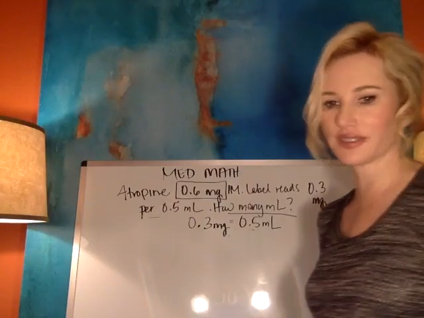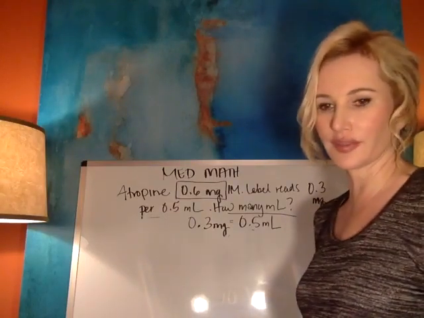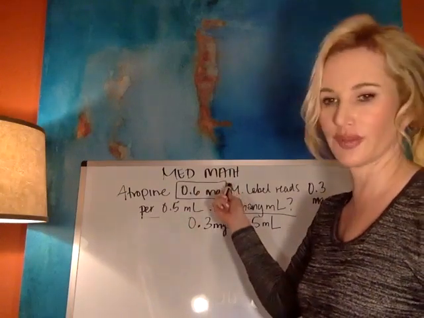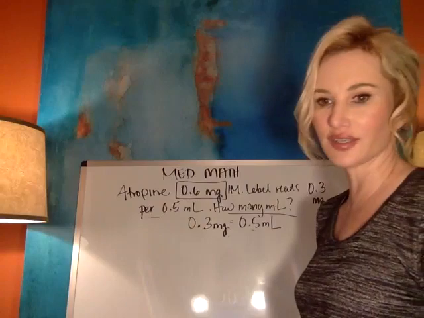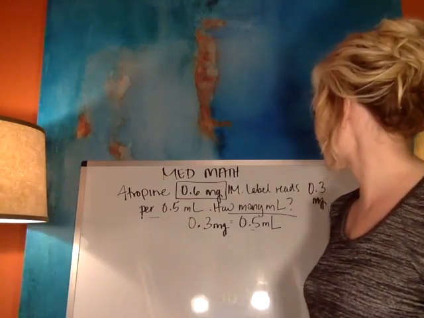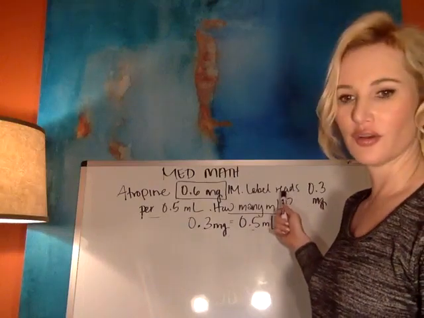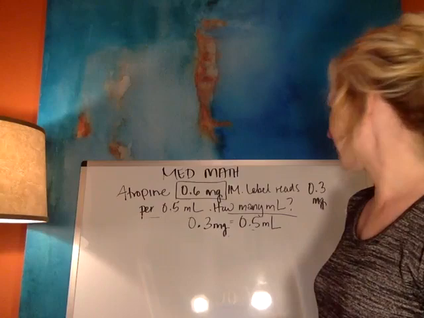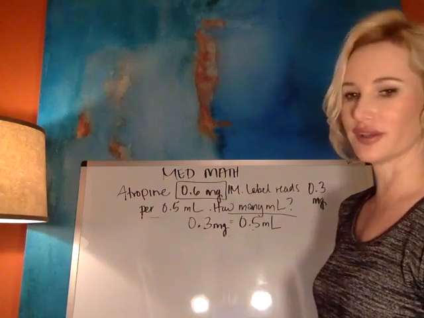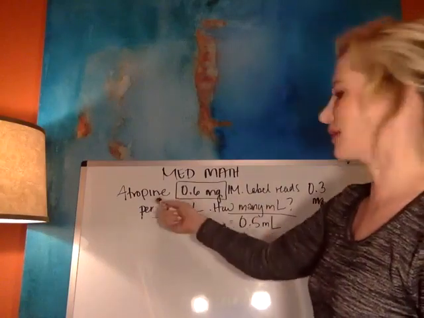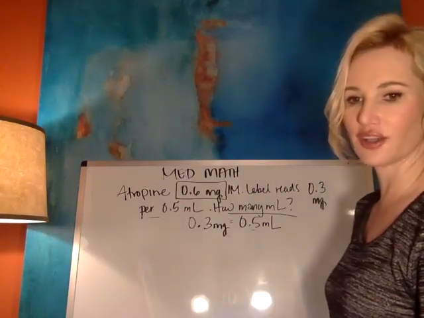Okay, now we're going to take what we learned as far as conversions and we're going to apply it to medical math calculations, which are technically just conversions. In the medical math calculations, they will always tell you what the label reads. So most medications come in vials and they will have different units. It's typically per milliliter.